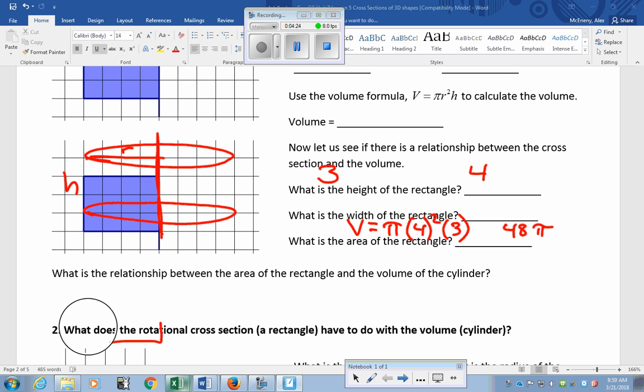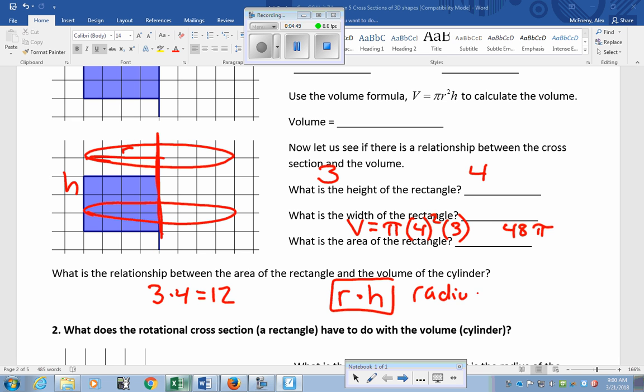So for the final part of the question, I had to move that down. We have the area, which is 3 times 4, which equals 12. So in the case of that relationship, the relationship for the area is just going to be whatever the radius is times whatever the height is. So the radius times the height. And again, that would be the same for any cylinder created by this.